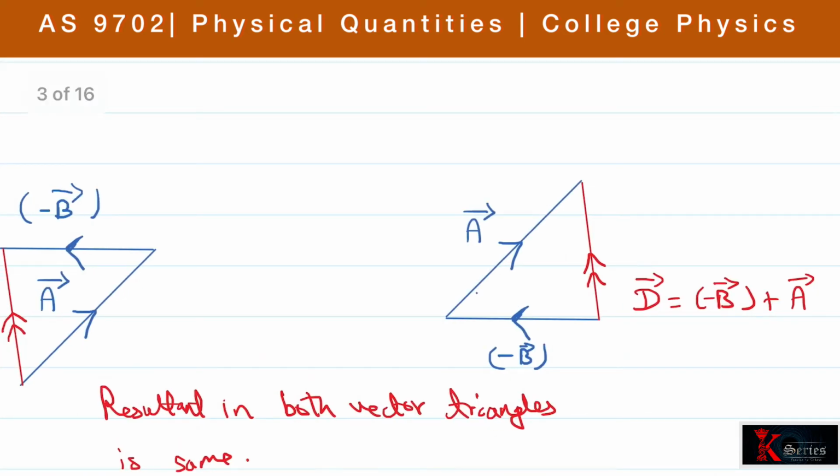Now moving on to another example. First we need to know that the resultant in both of these triangles is the same. The direction of the resultant is the same, the orientation is the same, and the angle would be the same, right?